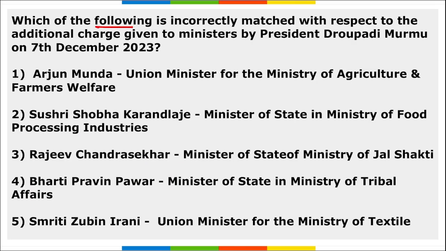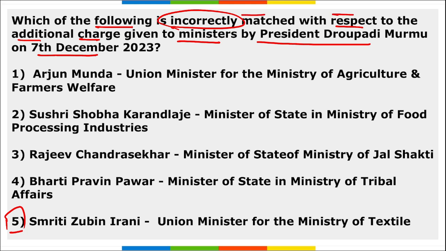Next, which of the following is incorrectly matched with respect to the additional charge given to the ministers by President Draupadi Murmu on 7th of December? If we look at the options, all are correct except 5, because it is asking which of the following is incorrectly matched with respect to the additional charge given to the ministries. If we look at option A, Arjun Munda ji, he is the Union Minister for Ministry of Agriculture and Farmers Welfare, right? Then he was given the additional charge here.